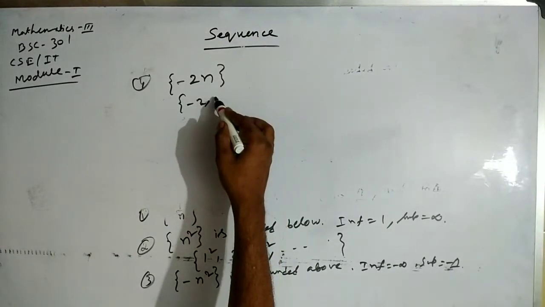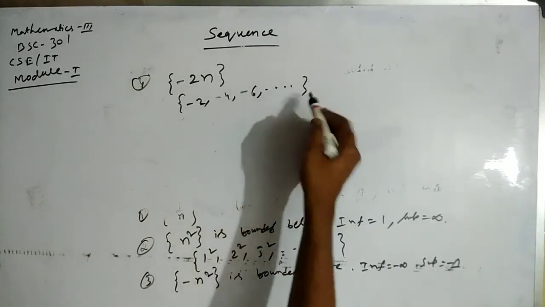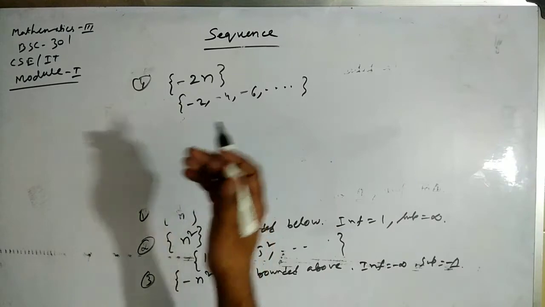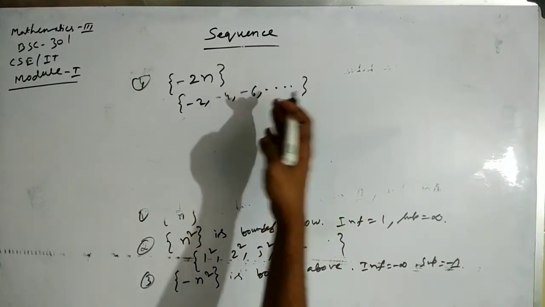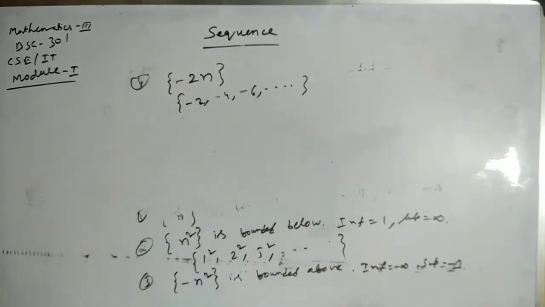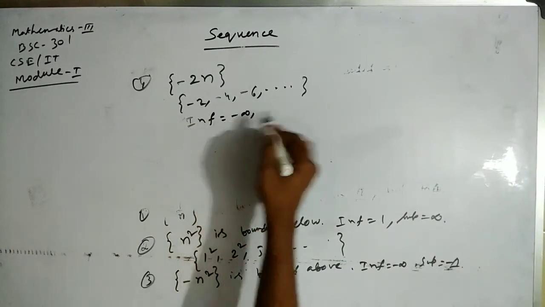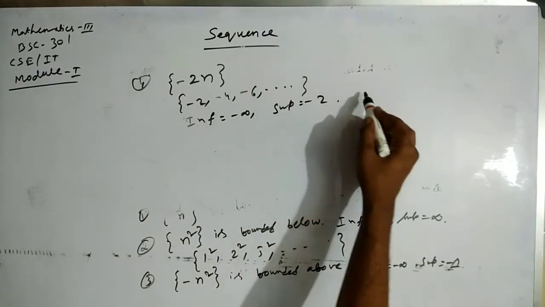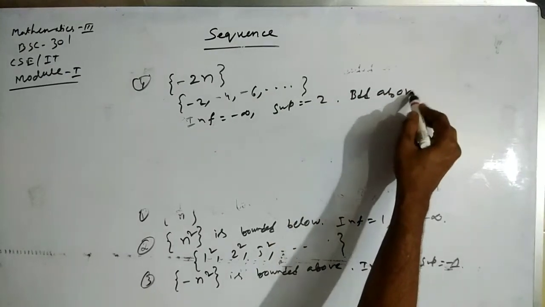So minus 2, next will be minus 4 for n equal to 3, this will be minus 6, dot dot dot. Okay, so you can see that this sequence is bounded above but not bounded below, because it will continue like this and there will be no lower bound. So infimum is minus infinity and supremum is minus 2. So we can say that this is bounded above but not bounded below.